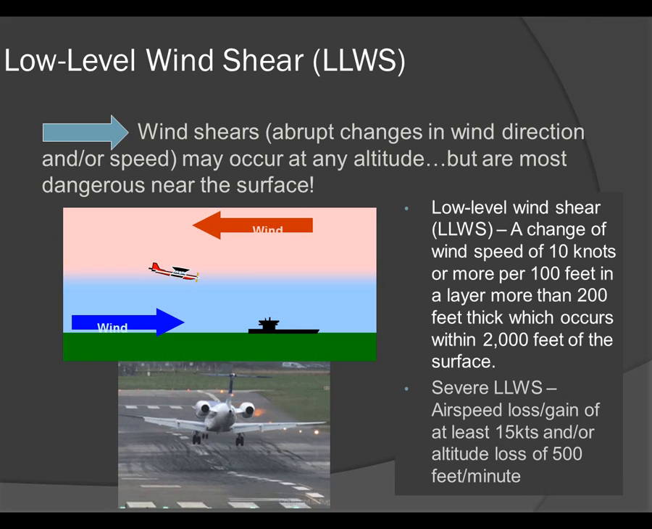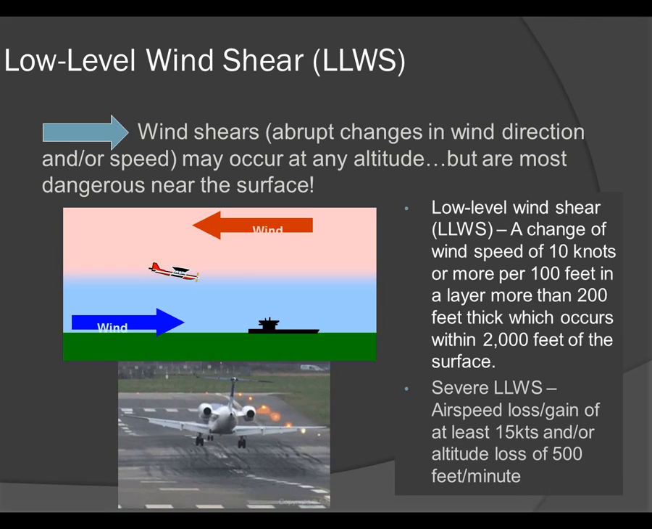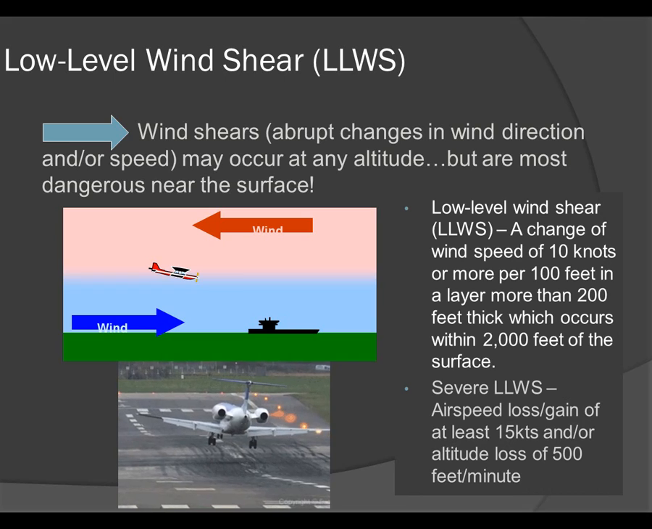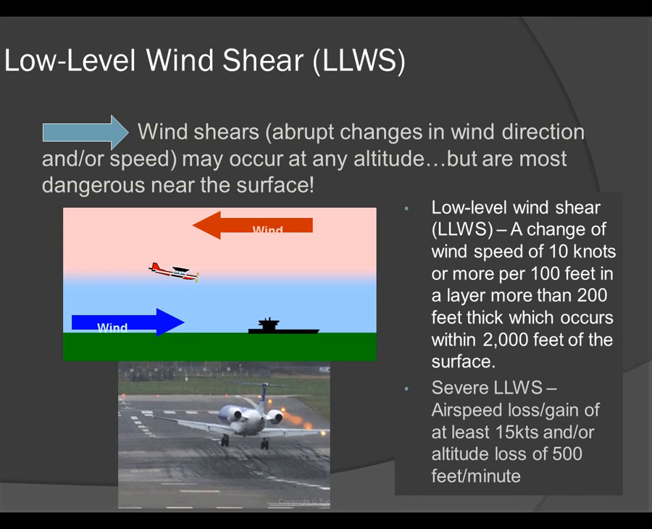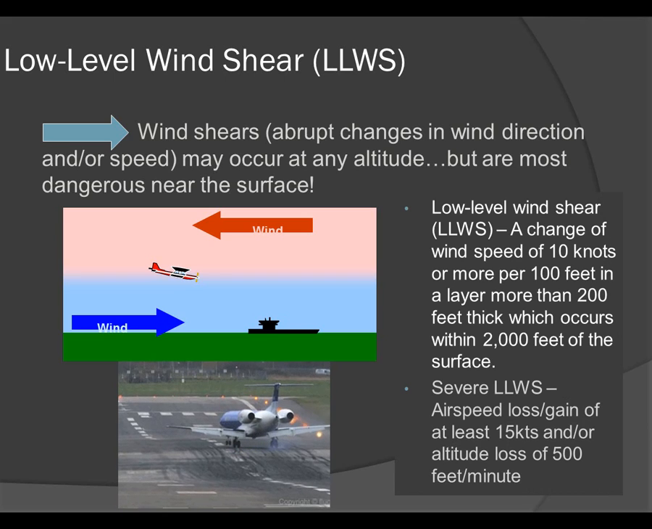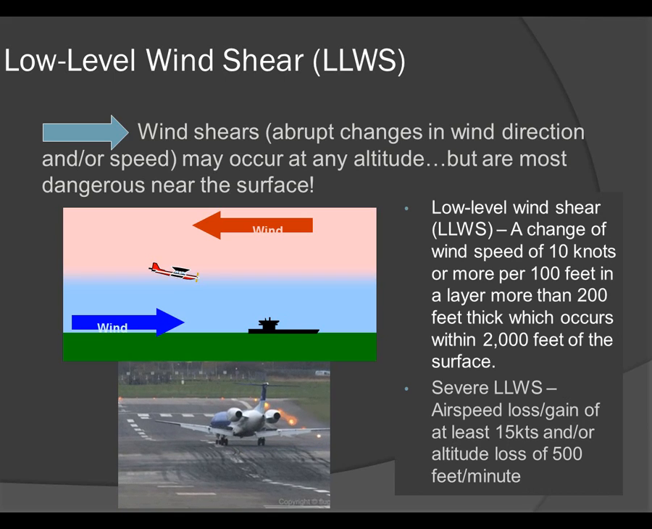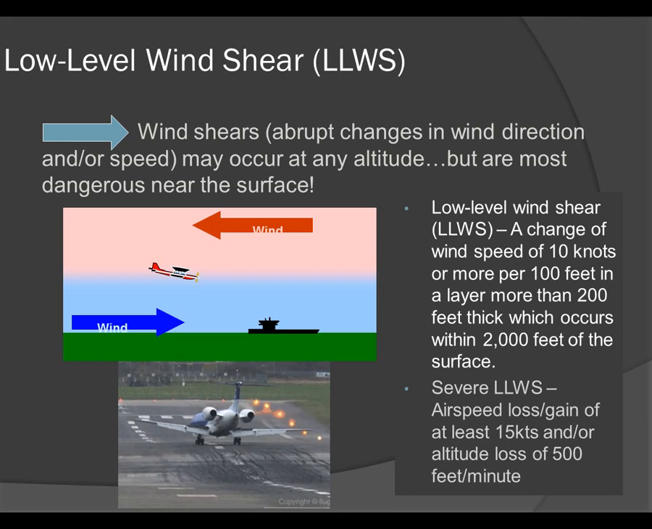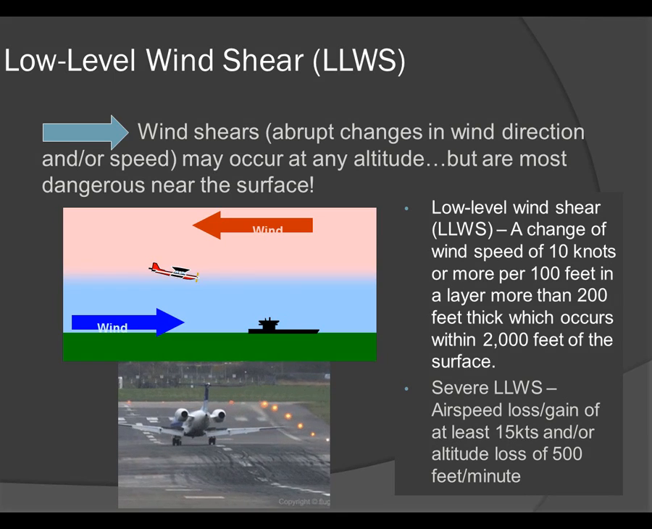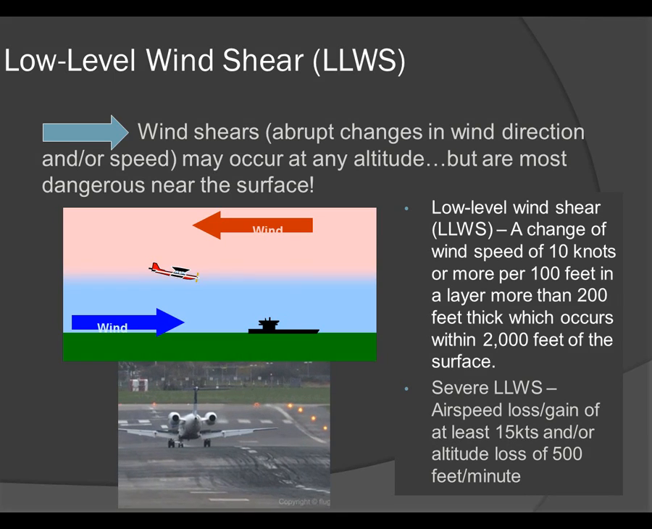A change of wind speed of 10 knots or more at 100 feet in a layer more than 200 feet thick, which occurs within 2,000 feet of the surface, actually defines low-level wind shear. Severe low-level wind shear is defined by an airspeed loss or gain of at least 15 knots and/or altitude loss of 500 feet per minute.